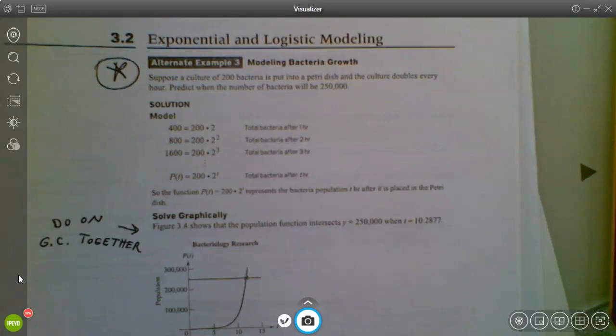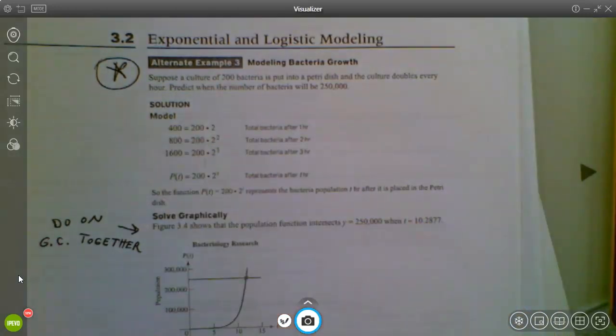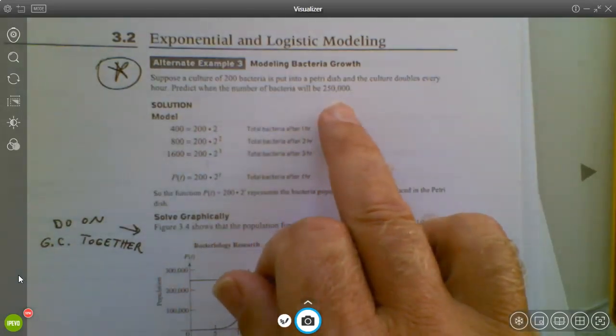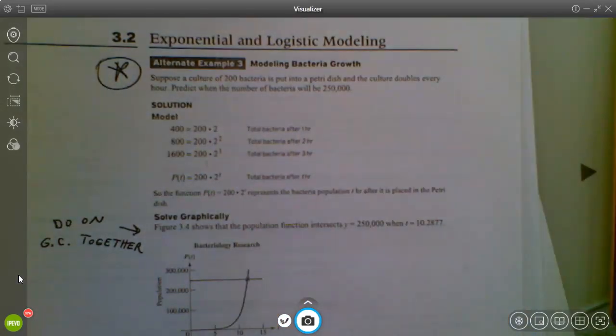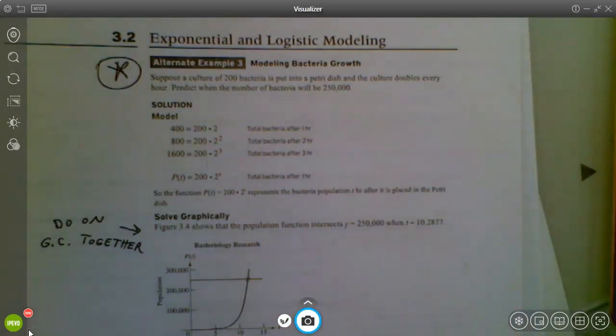So for this one, we have 200 bacteria. In other words, that's the initial amount. That's what we're starting with. Put into a petri dish, and it doubles every hour. So what they want to know is how long will it take for it to become 250,000. Notice we're starting with 200. It's going to double every hour. And they want to know how many hours it is going to take till we have 250,000, right?